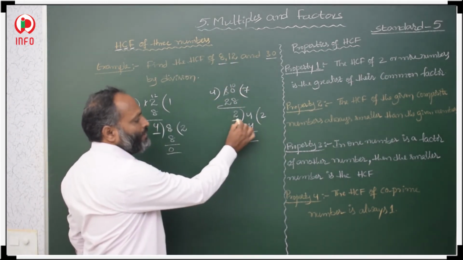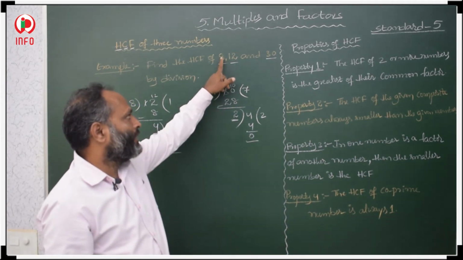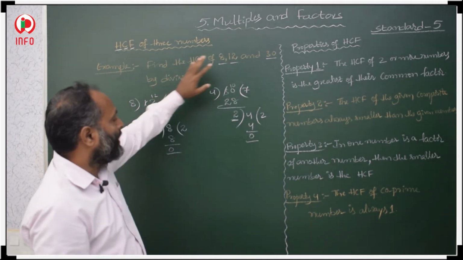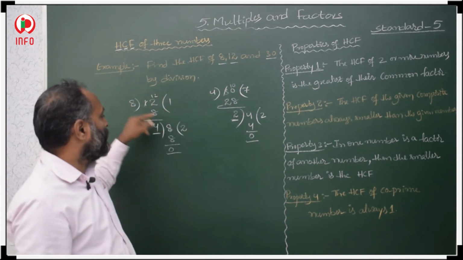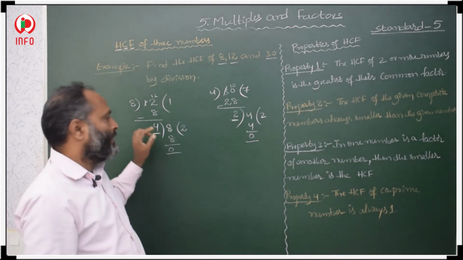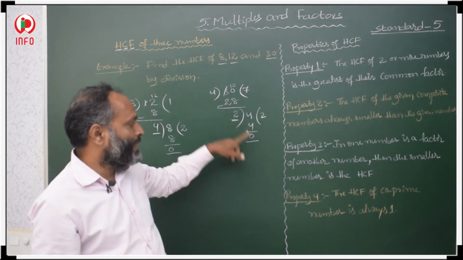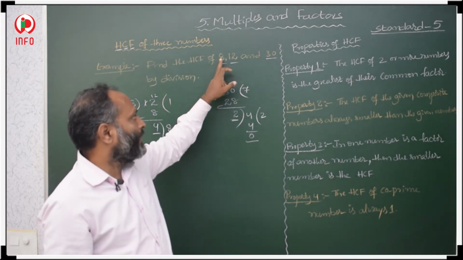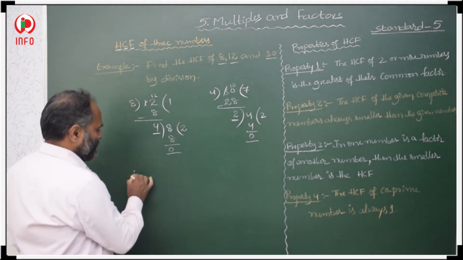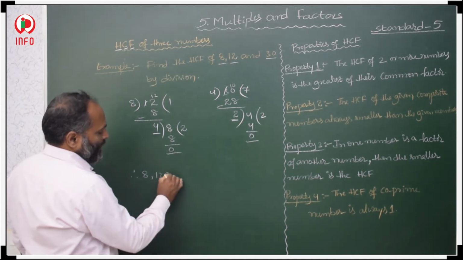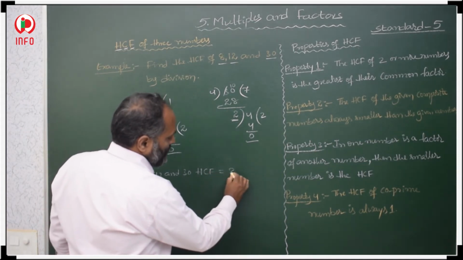So at the final step, we have to check what the divisor is. That divisor is the HCF of these three numbers. First we have to take any two numbers from the given numbers. Here I am taking 8 and 12. 4 divides them exactly, and with that 4 we divide the remaining number. At the end 2 divides exactly. So the HCF of 8, 12 and 30 is 2.